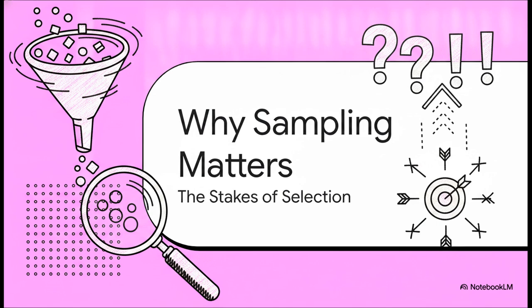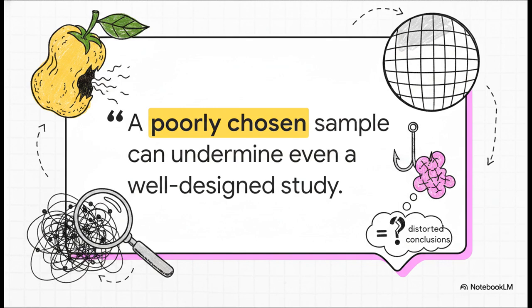So, Section 1. Why sampling matters, and really the high stakes of selection. As researchers Gay, Mills, and Airasian so perfectly put it, a poorly chosen sample can undermine even a well-designed study, and literally no amount of sophisticated statistical analysis can fix a fundamentally flawed sample. I really want to emphasize this right out of the gate to establish our core problem. Statistical cooking techniques cannot save rotten data ingredients.